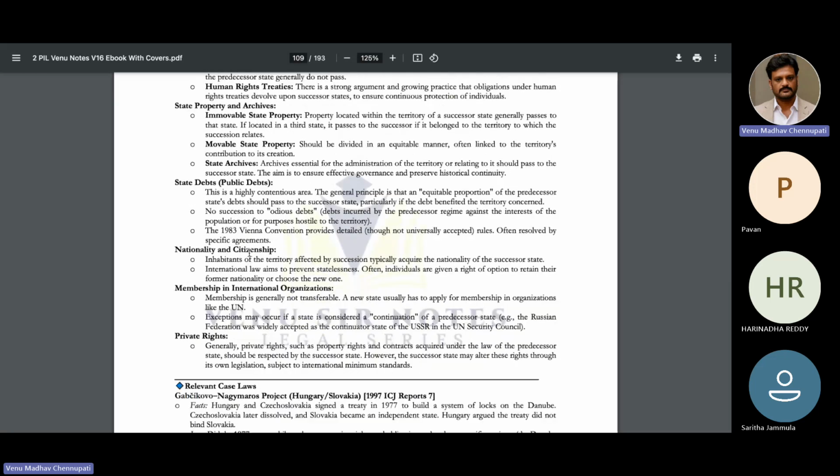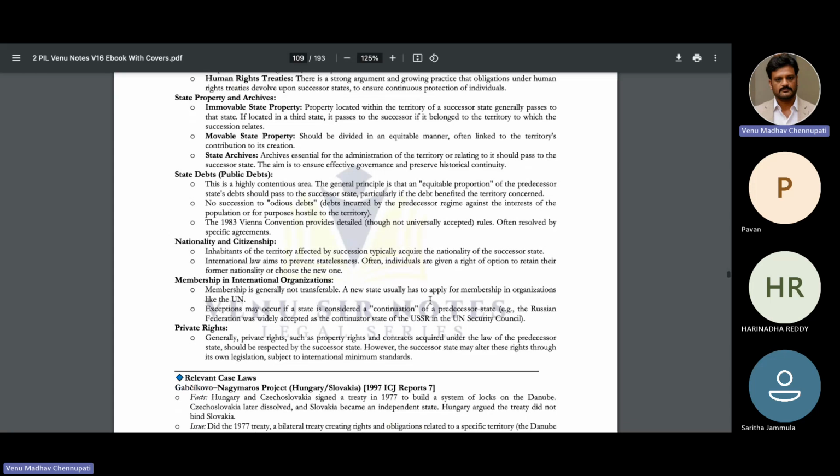So now what happens to debts? This is a highly contentious area. The general principle is that an equitable proportion of the predecessor state's debt should pass to the successor state, particularly if the debt benefited the territory concerned. There is no succession to odious debts, which are debts incurred by the predecessor regime against the interests of the population or for purposes hostile to the territory. Odious debts cannot be counted on. The 1983 Vienna Convention provides detailed rules, often resolved by specific agreements.